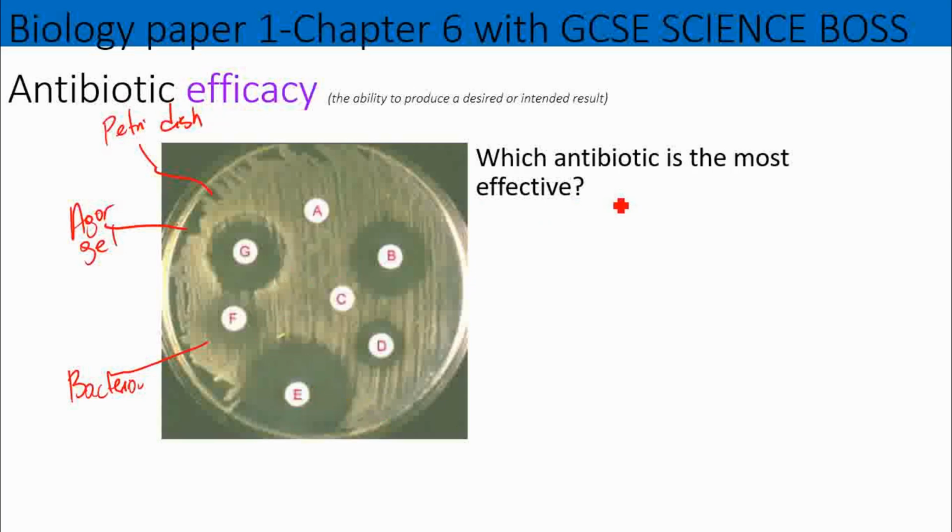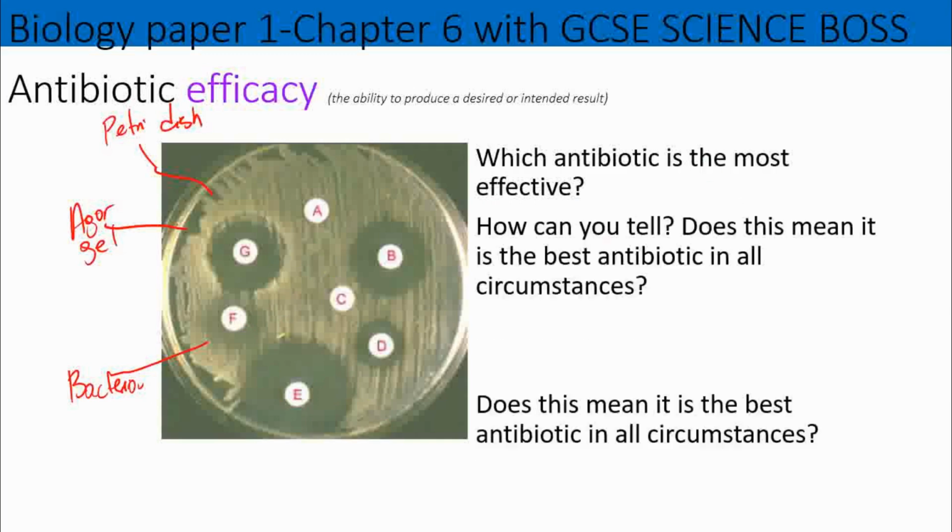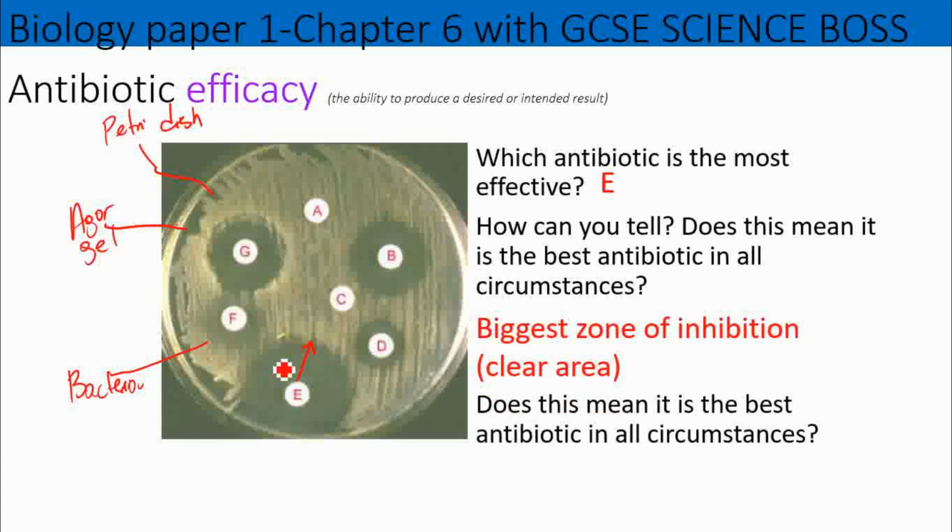Now, the first question says, which antibiotic is most effective, and it's going to be antibiotic E. And how do I know that? Because it has the largest zone of exclusion, okay? The largest zone of inhibition or exclusion, that clear area.